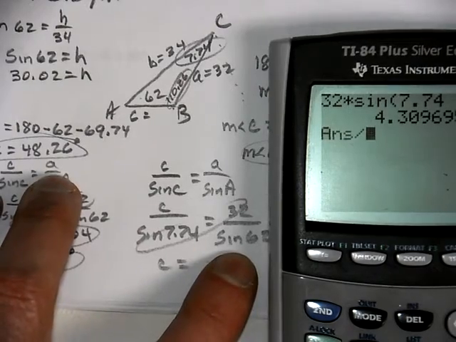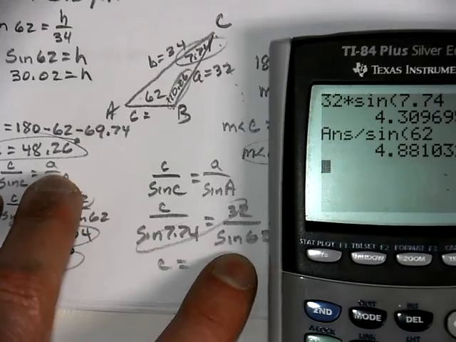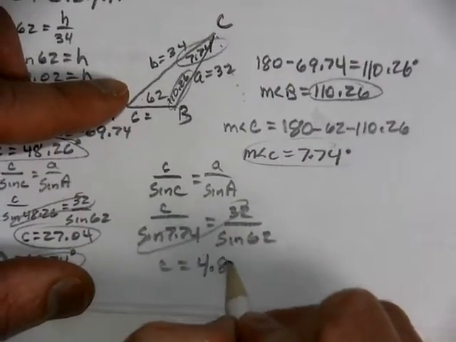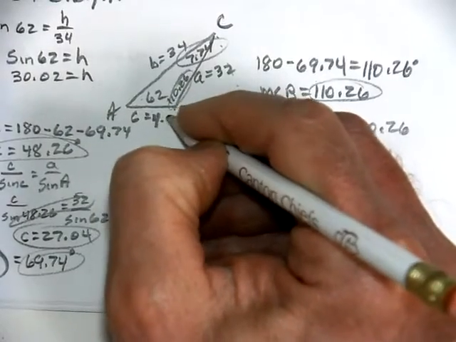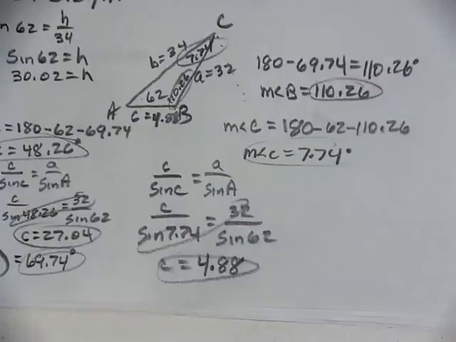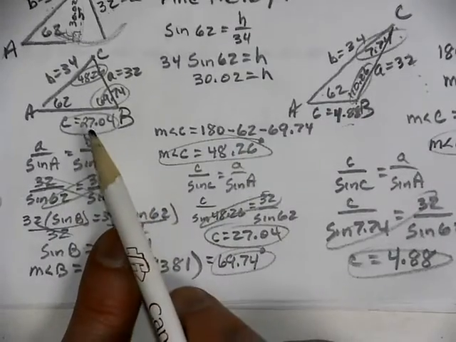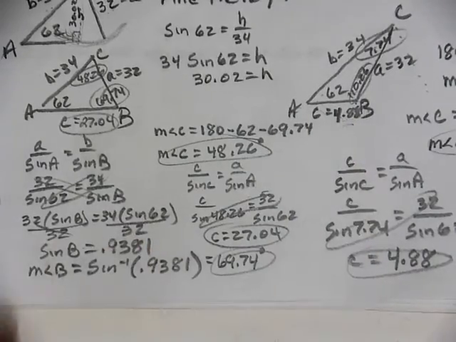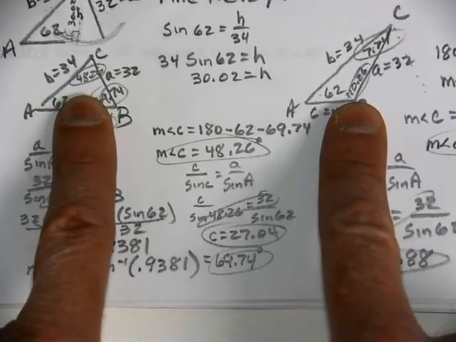And we're going to divide that by the sine of 62. And we get 4.88. And if you look down here, this side is considerably smaller than what it was originally on this one. So it would make sense that it could be so small. There are your two triangles.